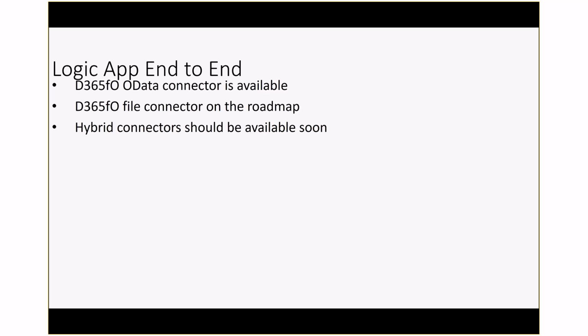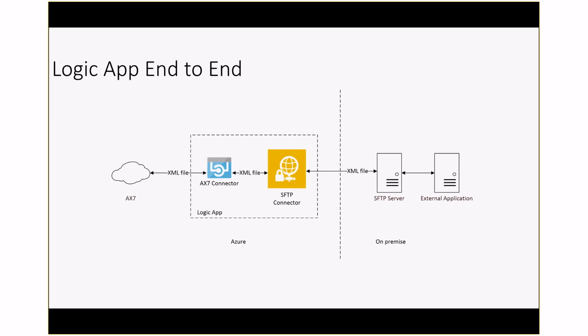So in the roadmap, the OData connector for Logic Apps is already available and it is presently in preview mode. The file connector that would allow people to provide a file and bring it into AX and run using recurring integration is on the roadmap. It is presently not available. There are other hybrid connectors that are also in the works. Now let me quickly show you a simple scenario, a similar file-based integration scenario that we were able to orchestrate using Logic Apps.